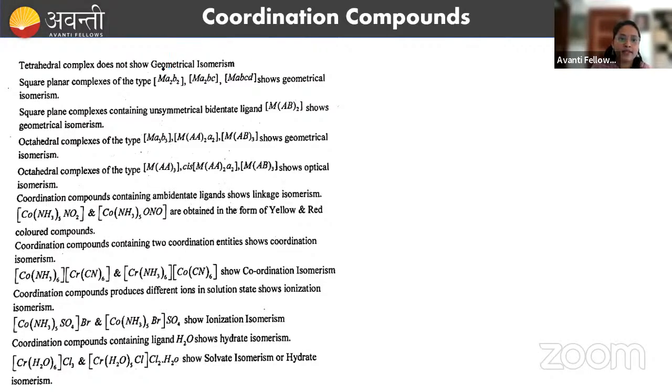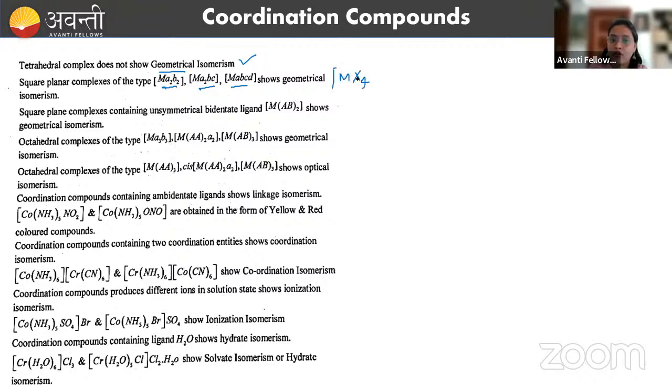Tetrahedral complexes will not show geometrical isomerism. Very, very important. Only and only square planar complexes of the type Ma2B2, Ma2BC, MABCD are going to show geometrical isomerism. What are these? A2B2, A2BC and ABCD. These are the ligands.